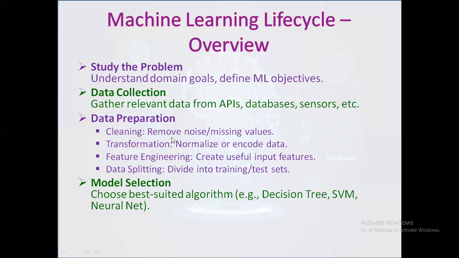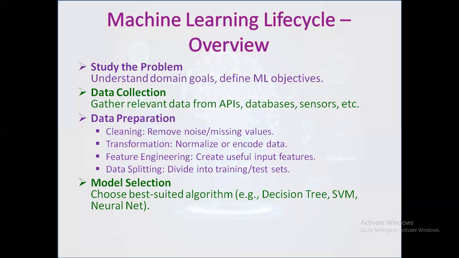Next is data preparation. In this, the first step is data cleaning. It is performed to remove inaccuracies such as missing values, duplicate entries, and outliers. Clean data is essential to avoid misleading patterns and ensure the model learns from reliable inputs. Next, data transformation. In this case, the transformation involves normalizing or encoding data so that it is in a form suitable for the chosen algorithm. For example, converting categorical variables into numerical form using one-hot encoding.